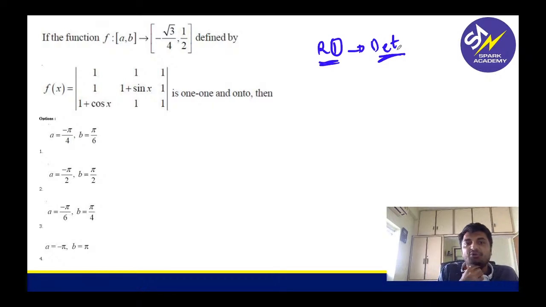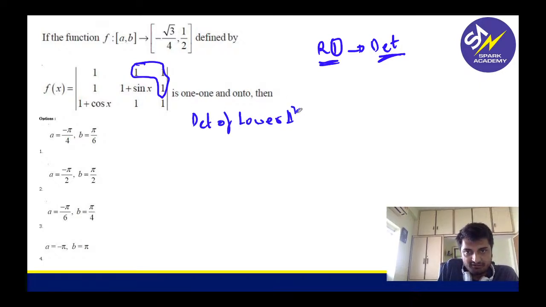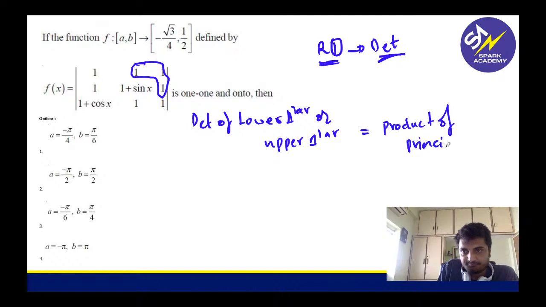Right? A few things I told you in determinants, right? If you have a lower triangular or an upper triangular matrix with the other part as 0, your determinant will be the product of the diagonals. The determinant of a lower triangular or an upper triangular matrix will always be the product of the principal diagonal elements.